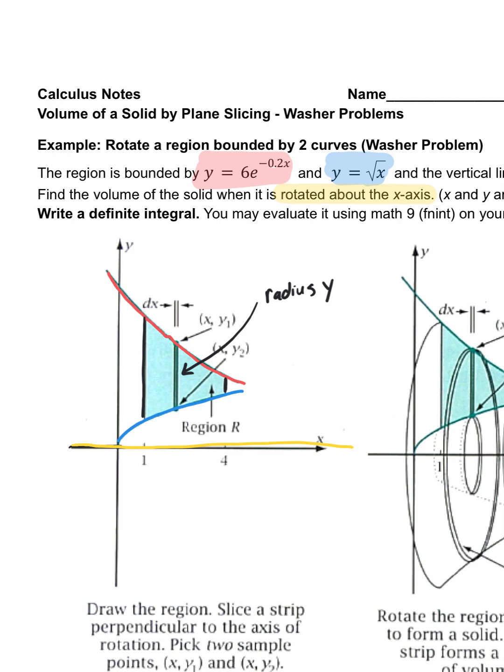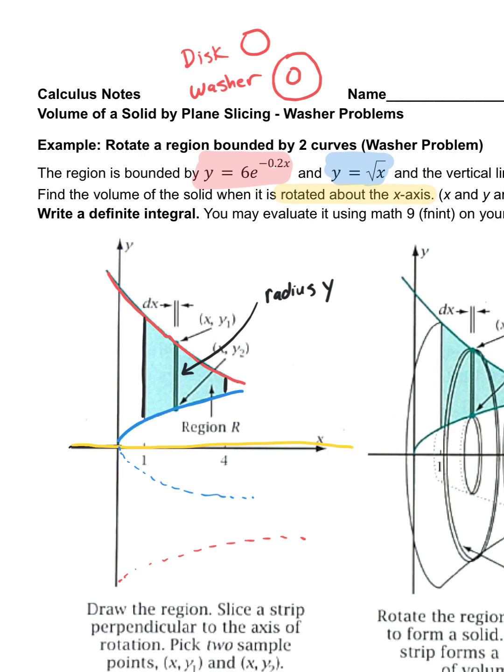What I like to do is reflect each curve. If I reflect this curve here about the axis of rotation, it's going to come down like this. And if I reflect our exponential function, it's going to come up like this. Now we're going to put in two rings. A washer problem is different than a disk problem. A disk problem is just one circle.